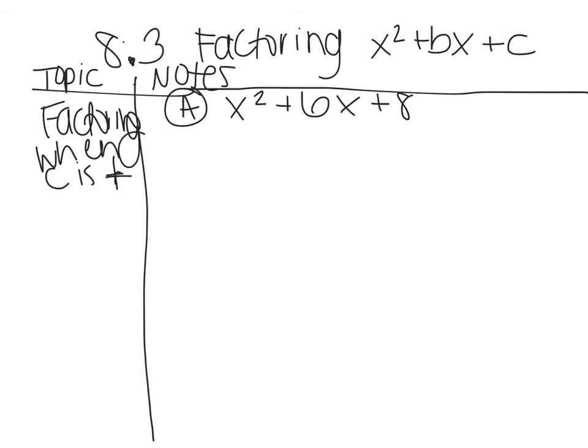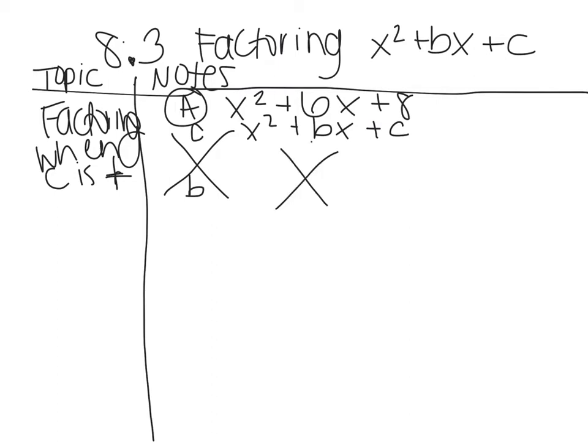So we're going to use those puzzles that we worked on Friday. And then the top number is always going to be our C, and the bottom number is going to be our B. So this is x squared plus bx plus c. So in this case, our C is our 8, and the B is 6. That kind of looks like a B. Let's change it to 6.